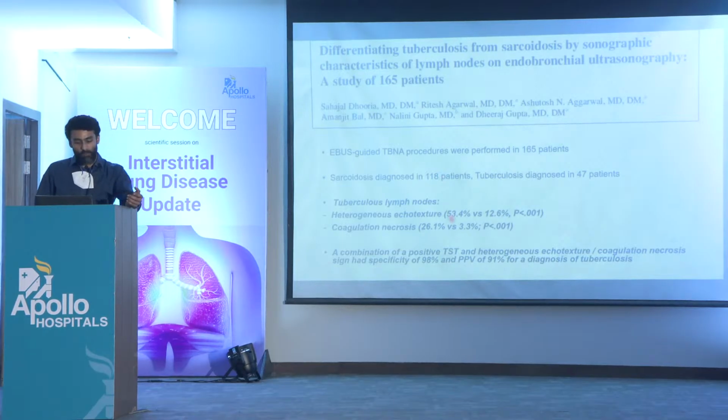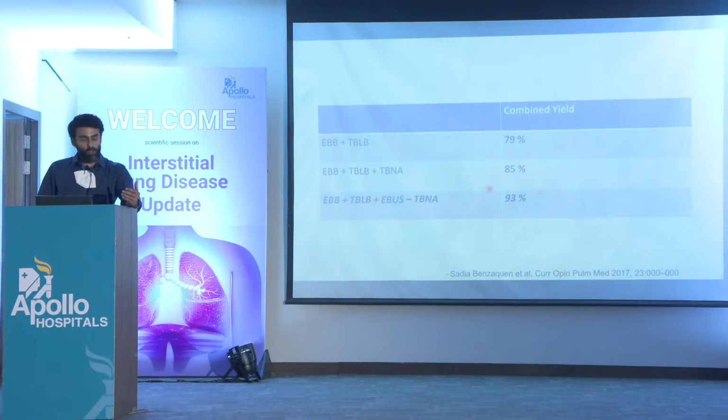So a combination of a positive tuberculin skin test, heterogeneous echo texture with the coagulation necrosis sign had a higher specificity and a higher positive predictive value for the diagnosis of TB. So the crux of the matter is, if we combine all modalities like an endobronchial biopsy with a TBLB with an EBUS TBNA, the combined yield is as high as 93%.